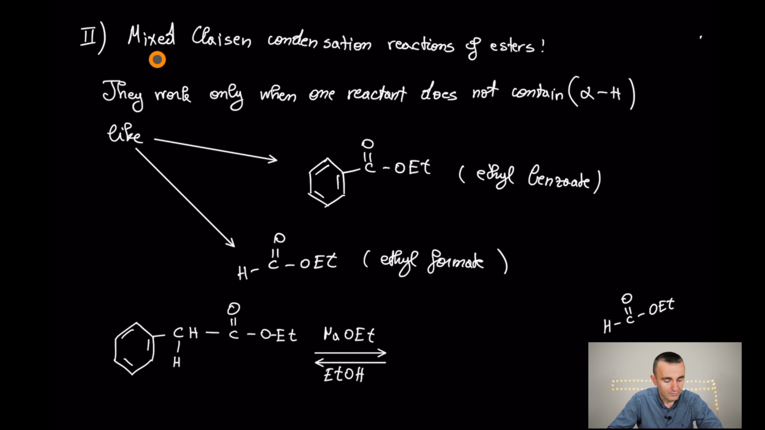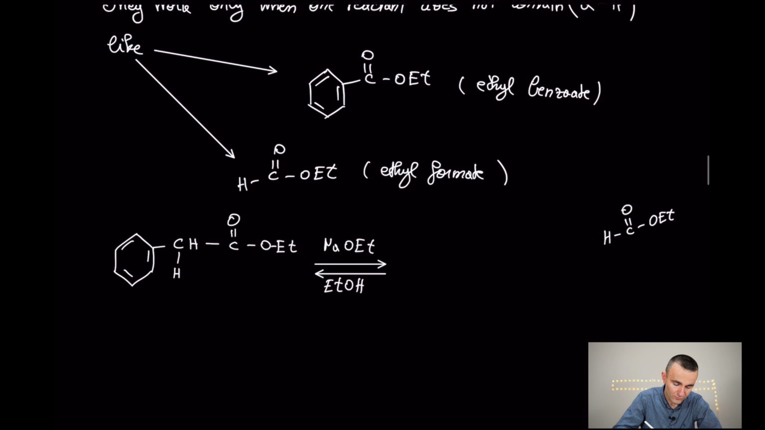Okay, we are now at the second case, mixed Claisen condensation reaction with esters. They work only when one reactant does not contain alpha hydrogens, like for example ethyl benzoate, this one here, or ethyl formate or methanoate. Let's treat now the case. Let's take a compound that contains alpha hydrogens, and after that we are going to do a Claisen condensation of this compound with ethyl formate. So the first stage is the formation of the enolate.